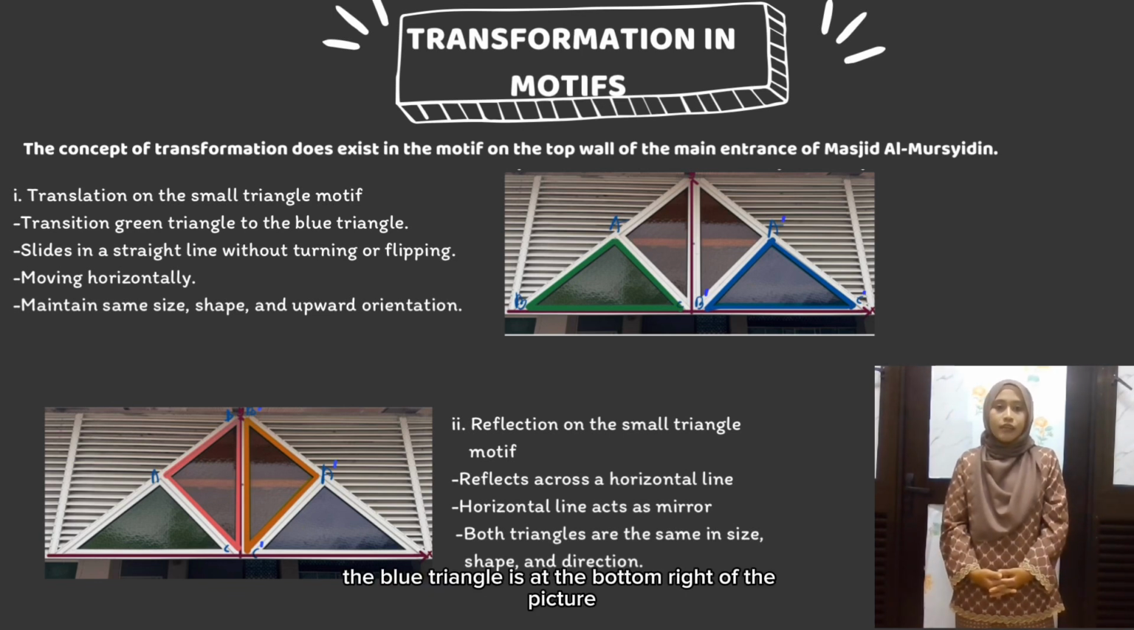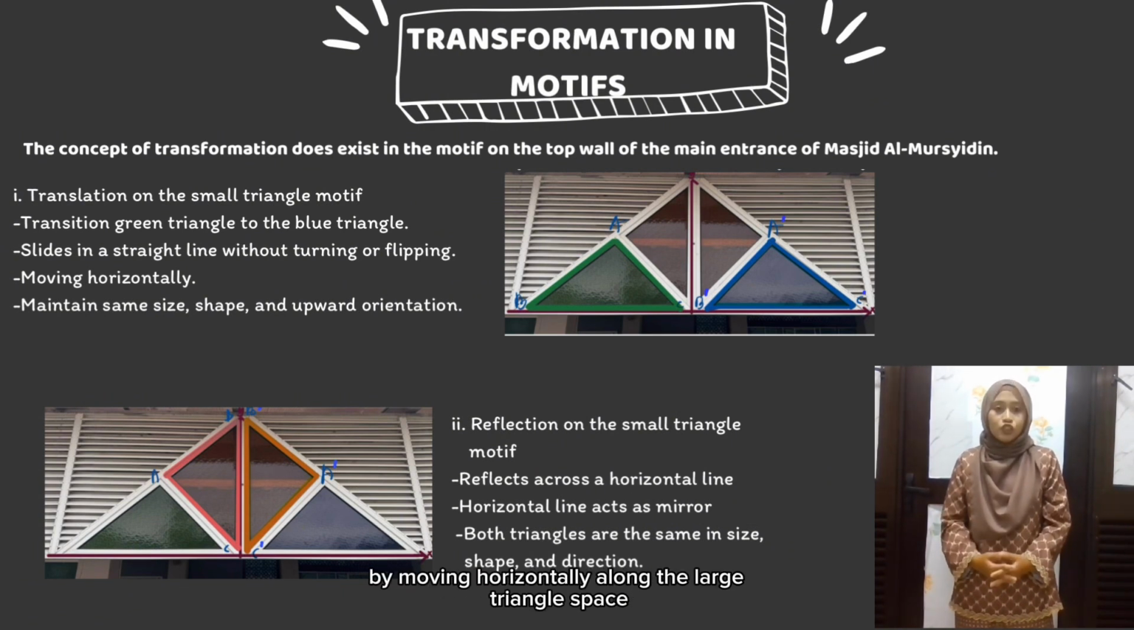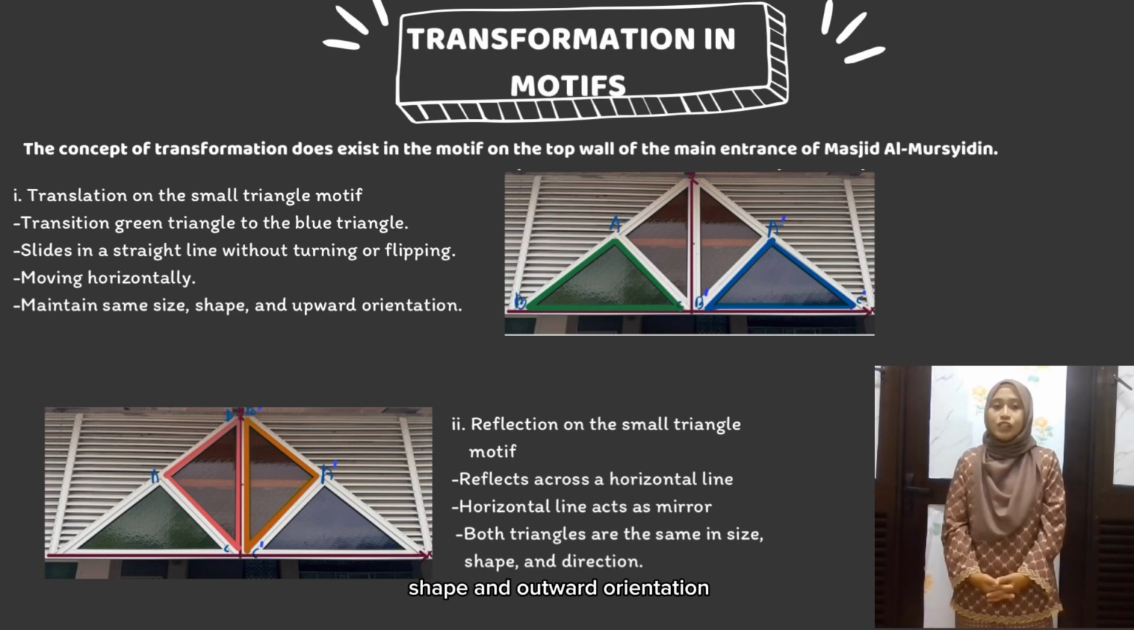The blue triangle is at the bottom right of the picture, and the green triangle is at the bottom left. The green triangle is able to reach the precise location of the blue triangle by moving horizontally along the large triangle's base. Throughout the movement, they maintain the same shape and outward orientation. This demonstrates that there is only a direct horizontal shift in position and no rotation or reflection.